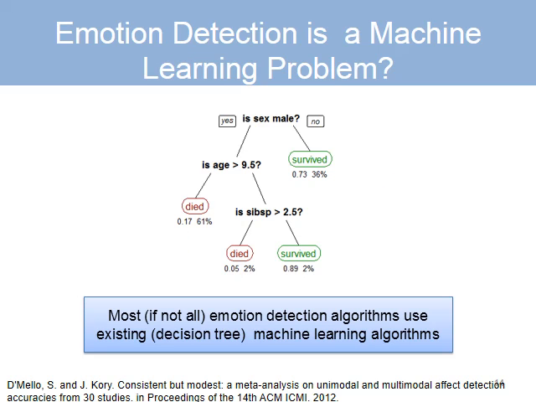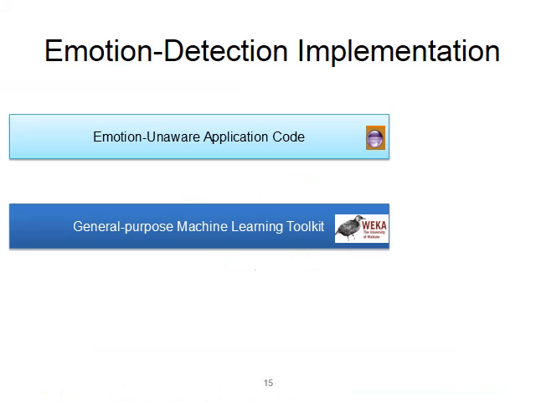So you might think that emotion detection is a machine learning problem. And yes, you do need machine learning here. But based on what I've seen so far, none of these techniques really invent a new machine learning algorithm. They tend to use existing implementations, typically of the decision tree algorithm. So if you've got an application that is emotion unaware, such as Eclipse in our implementation, and you want to make it emotion aware, you tie it to some existing implementation of a machine learning algorithm.